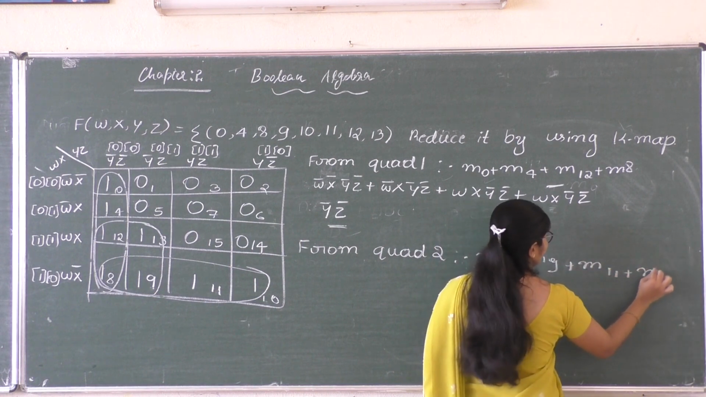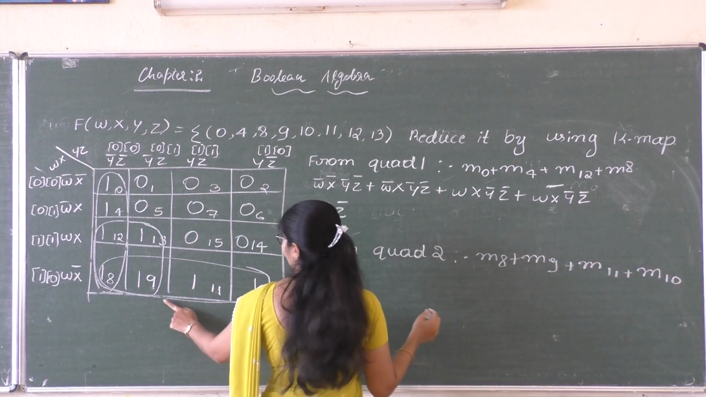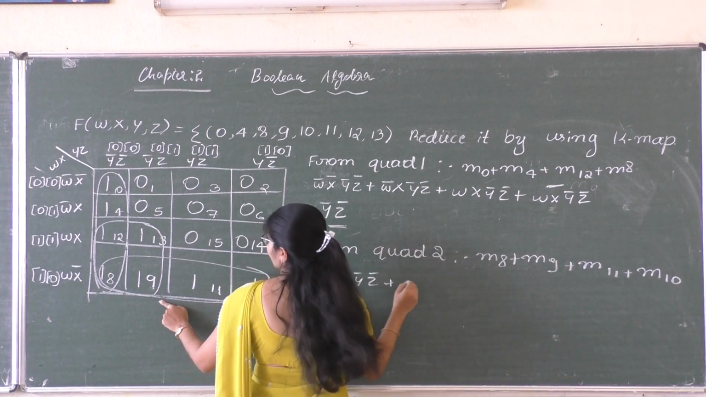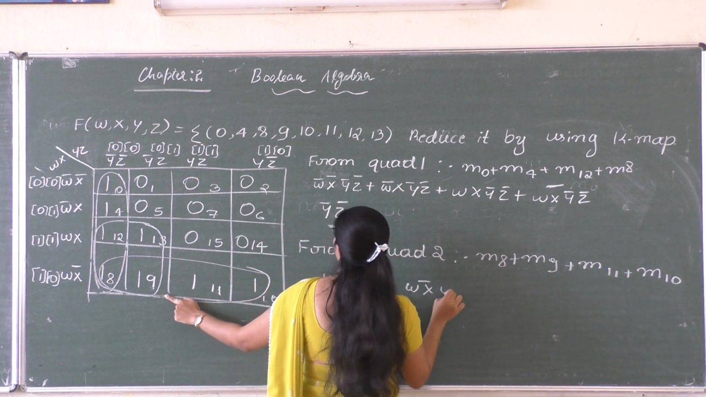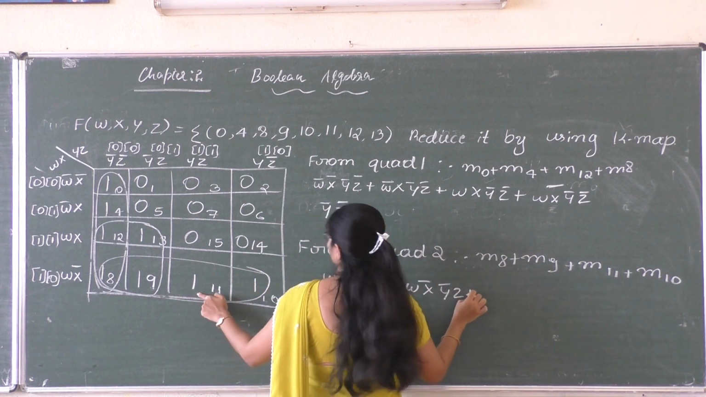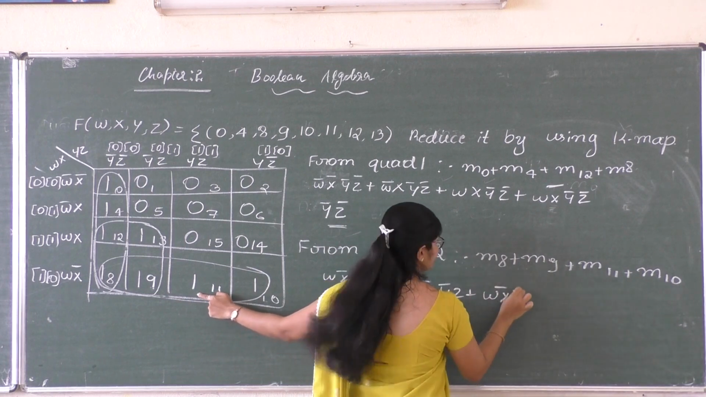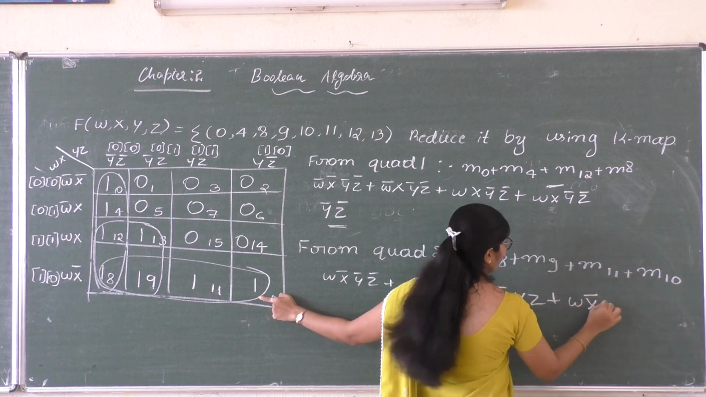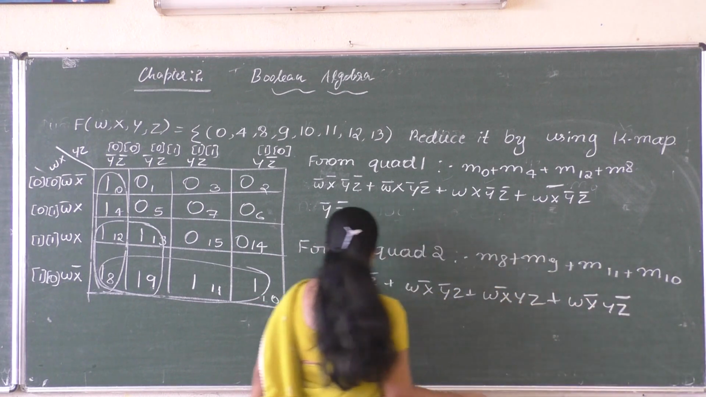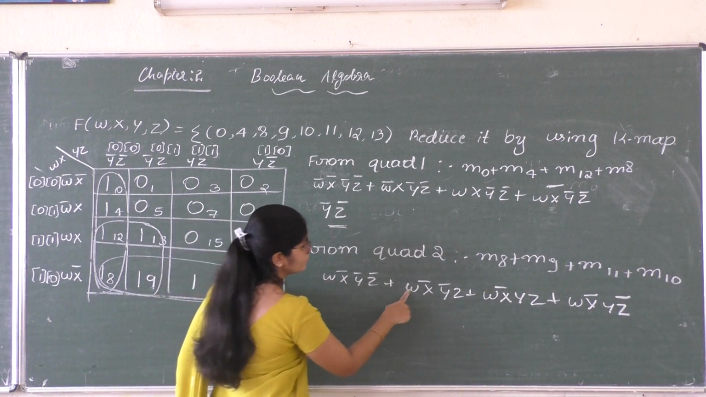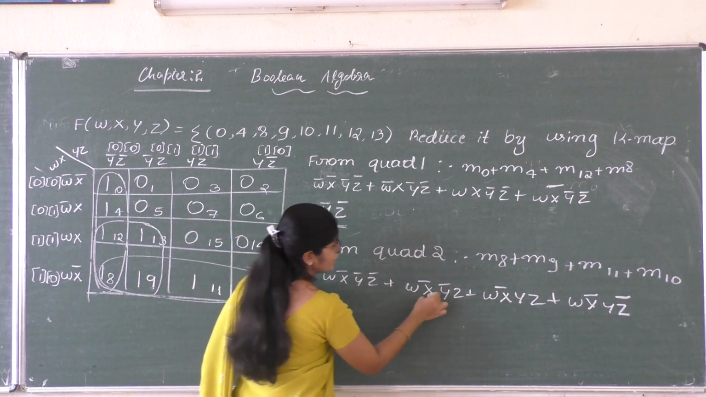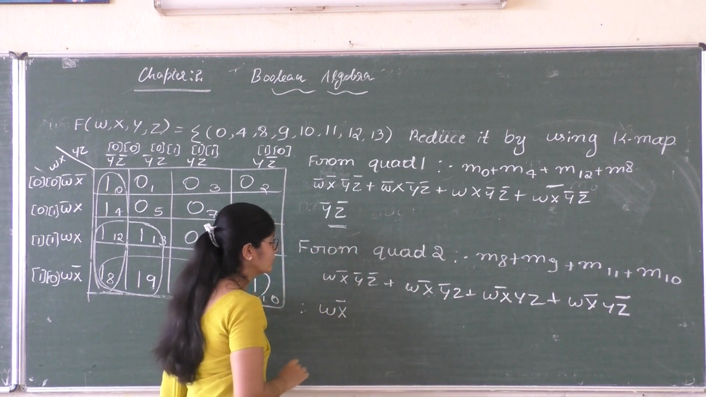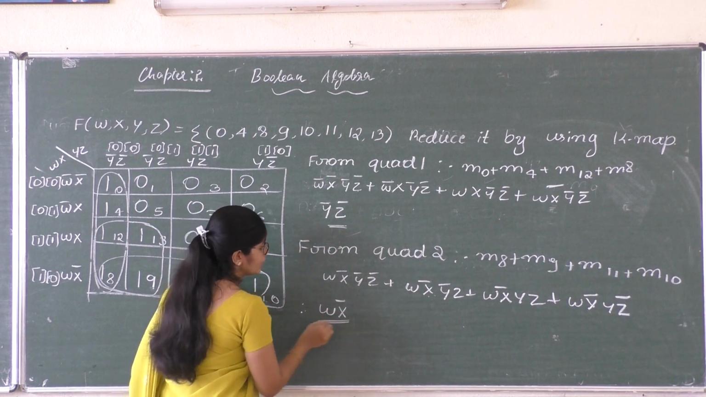M11 plus M10, and corresponding minterms are w x bar y bar z bar, w x bar y bar z, M11 w x bar y z, plus M10 w x bar y z bar. Common variables: w is a common variable, x bar common variable, y bar not common, z bar is also not common. So from quad 2 we got w x bar.